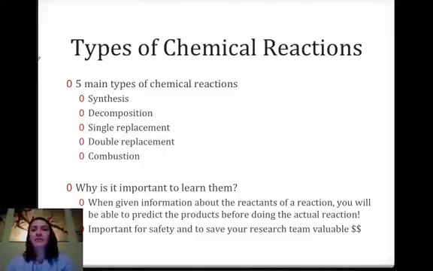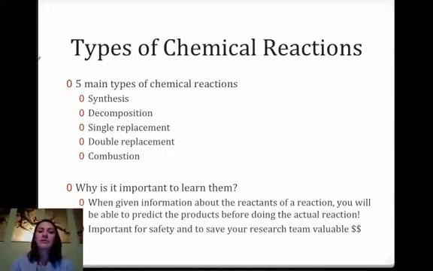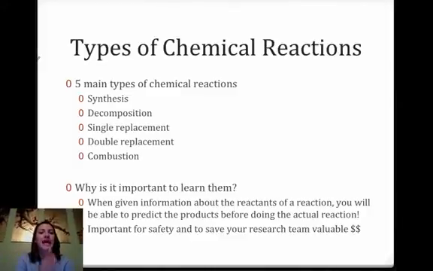Alright, so today we're going to be talking about different types of chemical reactions. There are 5 major types of chemical reactions. We've got your synthesis, decomposition, single replacement, double replacement, and combustion reactions. So pay attention to what reactants you start with so you'll be able to predict your products.